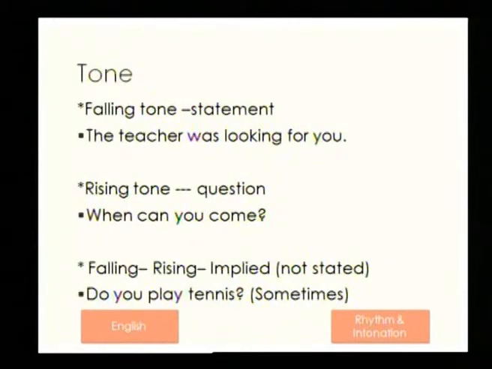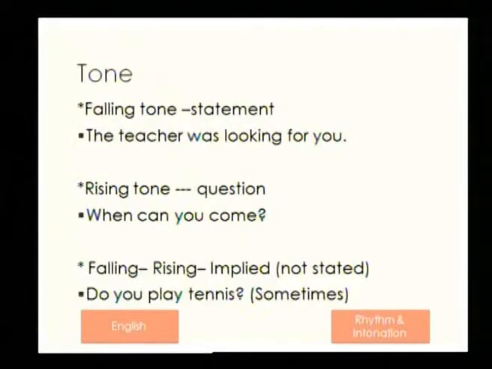Intonation is important because of the tone. It tells you whether you're asking a question. My dear students, you should go to page 158 of your textbook to understand how intonation works. How does it work? By whether it's a falling tone or a rising tone, or a falling-rising tone.